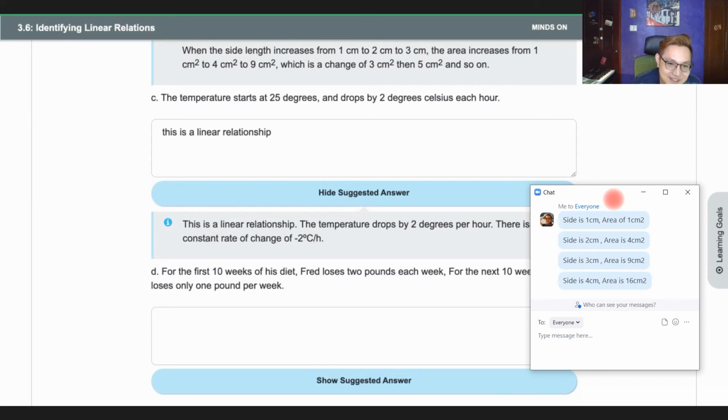So for the first 10 weeks of his diet, Fred loses 2 pounds each week. After those 10 weeks, he loses 20 pounds. But for the next 10 weeks, he loses only 1 pound per week, because he is basically at his body's limit.